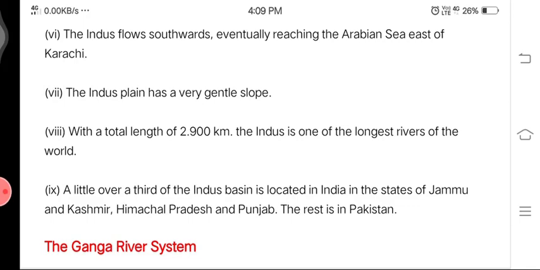And the last point is that a little over a third of the Indus basin is located in India. It means that a little more than one third of the Indus basin is located in India, in the states of Jammu and Kashmir, Himachal Pradesh, and Punjab, and the rest is in Pakistan.